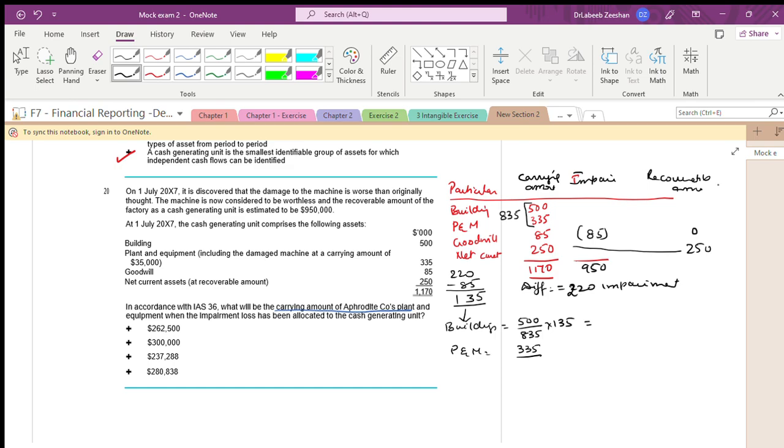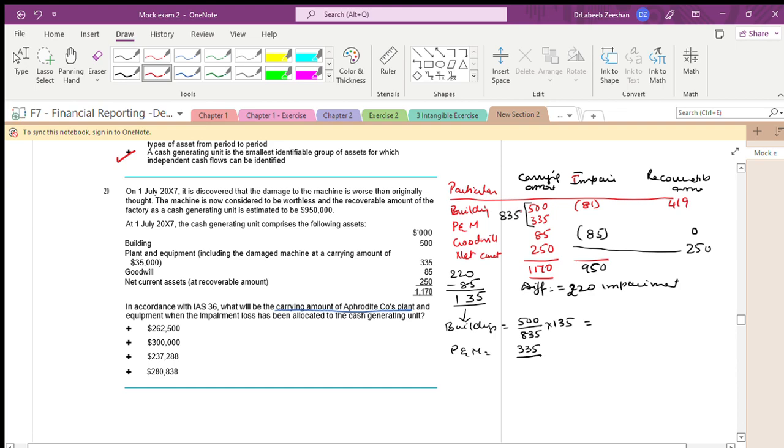500 divided by 835 into 135, that is 81. One minute. 500 minus 81, 419.